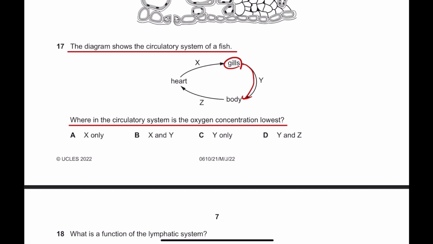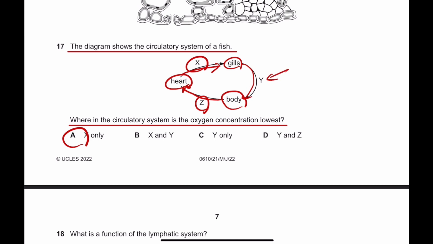When the oxygenated blood reaches the body, the oxygen will be used by the cells in the body, right? So Z surely will have low levels of oxygen. But if you look at X, the blood that contains less oxygen now goes to the heart, and then probably some of the oxygen that is left in the blood will be used up by the heart, and then goes to the gills to become oxygenated. So X is where the oxygen concentration will be the lowest.